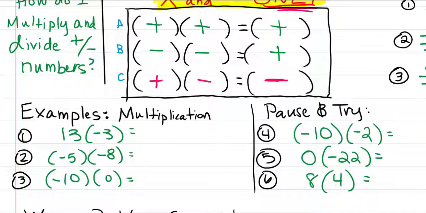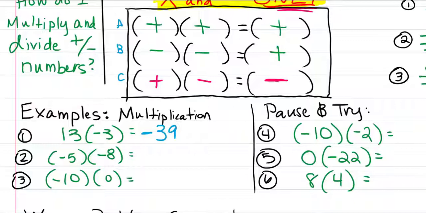The 13 is positive. The negative 3 is negative. So my answer is going to be a negative. And now I just multiply 13 times 3, and that's going to give me 39. Okay. So what I like to do first is decide if the answer is going to be positive or negative using the signs, and then just multiply the two numbers.